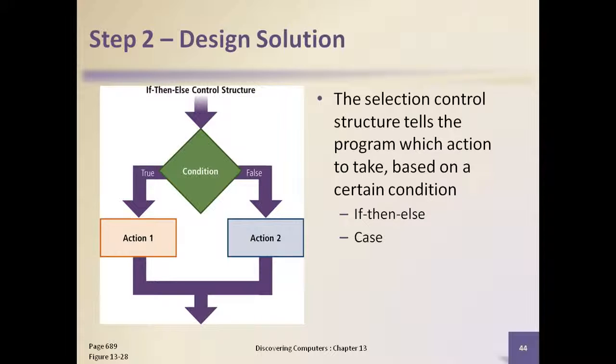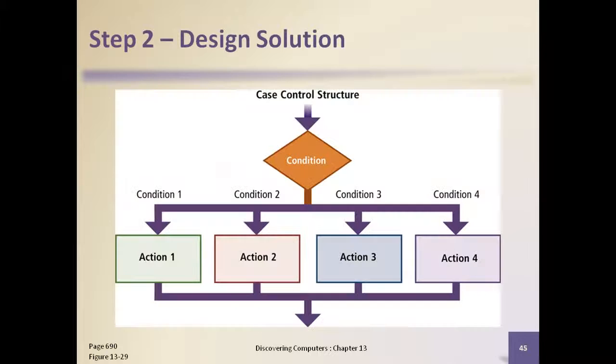The selection control structure tells the program which action to take based on a condition: if-then-else, case. If the condition is false, action 2; if true, action 1. Case control structure: condition 1, condition 2, condition 3, condition 4. Condition 1, action 1; condition 2, action 2; condition 3, action 3; condition 4, action 4.